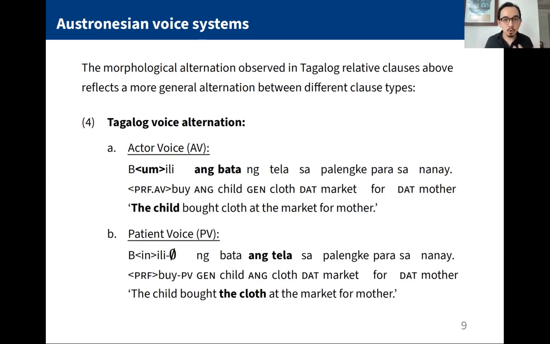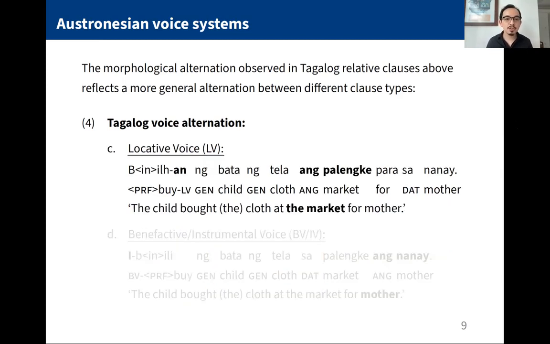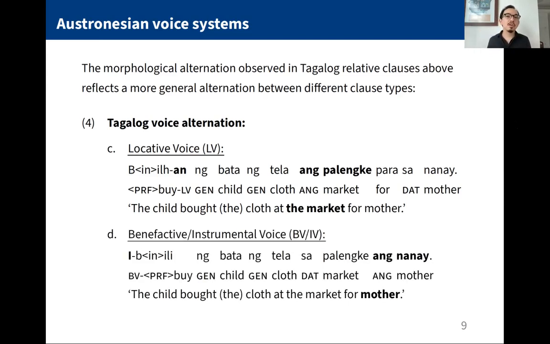So there are a couple of quirks that make this a little bit interesting when described that way. First of all, the patient voice doesn't, at least clearly, demote the agent in any way. But furthermore, even more strikingly, the language has other options for making other arguments the unmarked argument. So for example, we can take the location that the buying happened in and make that the unmarked argument, and we get a different verb form called the locative voice. Or we could take the beneficiary here, mother, who the child bought cloth for, and make that the unmarked argument. We get a different verb form called the benefactive voice.